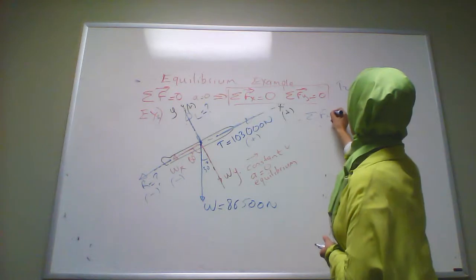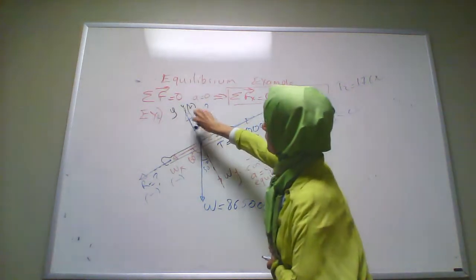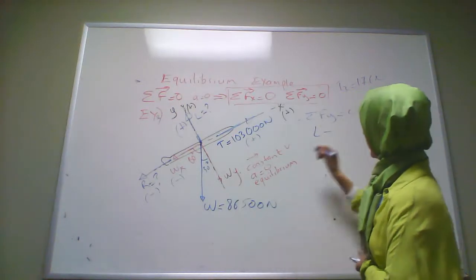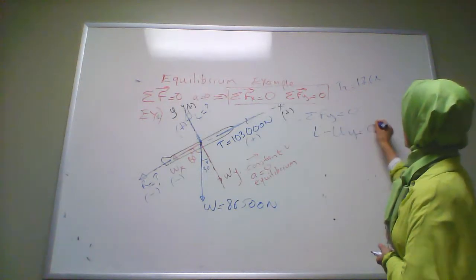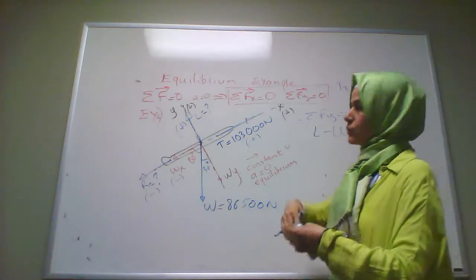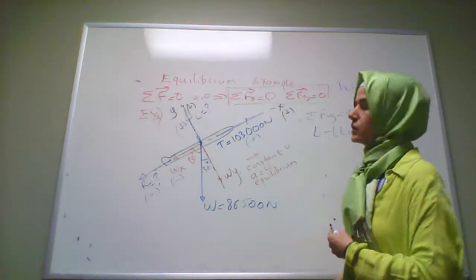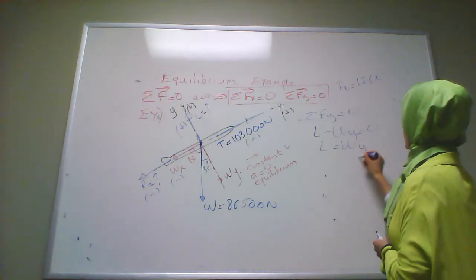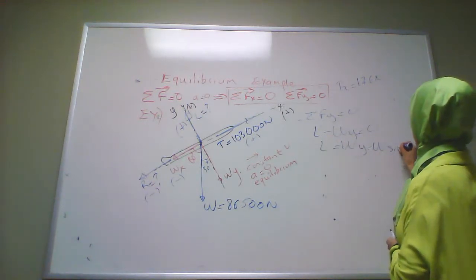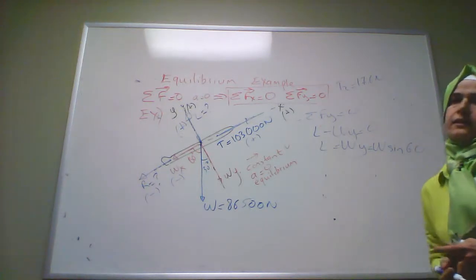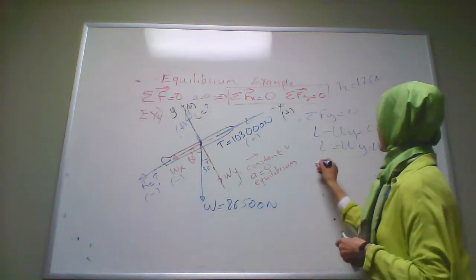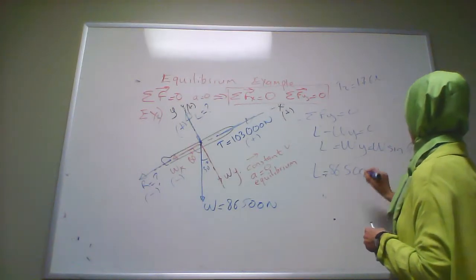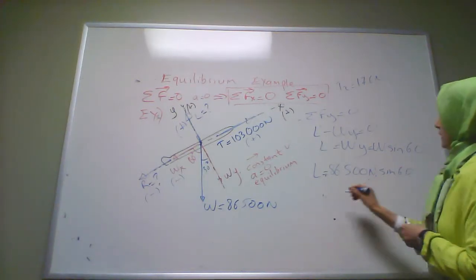Total Fy is equal to 0. It will give me positive up direction, so L is positive, minus down direction W y is equal to 0. Or I directly say forces in one direction, up direction, are equal to forces in down direction, so L is equal to W y directly. W sine 60 is the y component always. So L is equal to 86,500 Newton times sine 60.